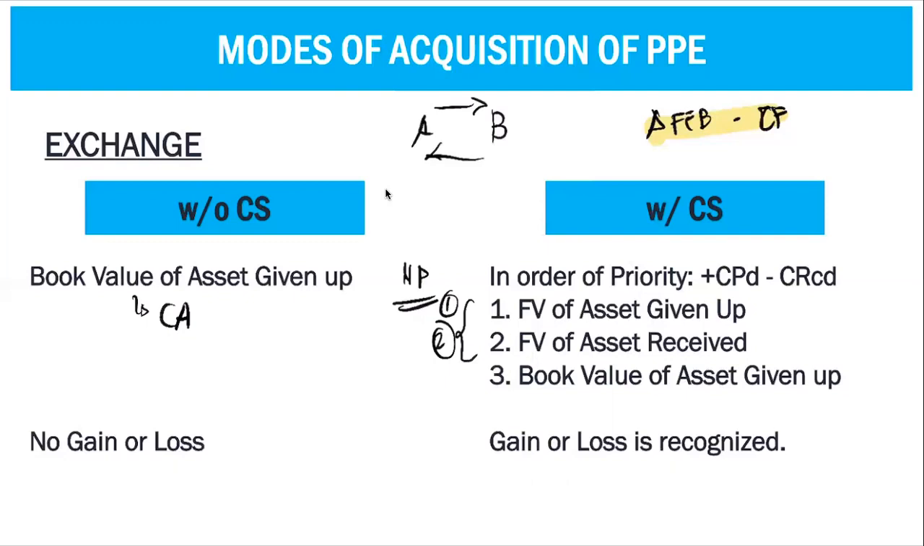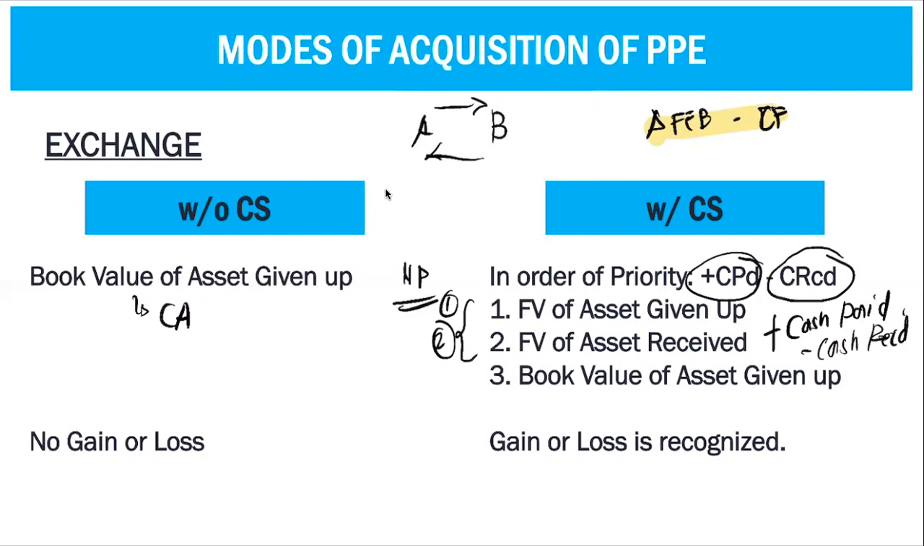Pag wala yung fair value of asset given up, then we record it using fair value of asset received plus cash paid less cash received. So it is fair value of asset given up or fair value of asset received plus cash paid less cash received. Okay? So cash paid plus and less cash received.